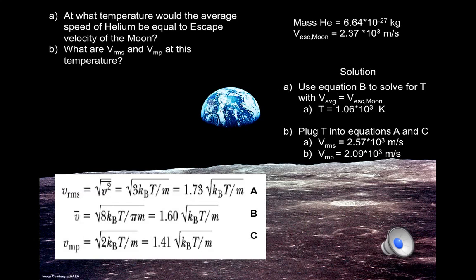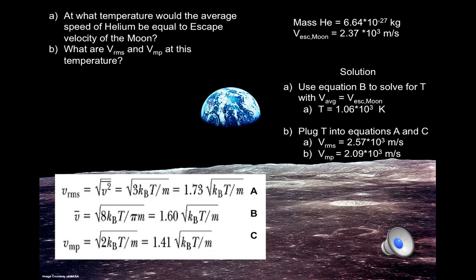Using equation B, we say that the escape velocity of the moon is equal to the average velocity, which is equal to 1.6 times the square root of Boltzmann's constant, which is a given, times temperature, which we're solving for, over mass, which is the mass of helium. Solving for temperature, we get that T equals 1.06 times 10 to the third Kelvin. So at this temperature, a helium atom could escape the velocity of the moon.